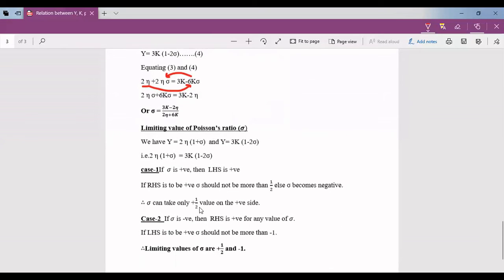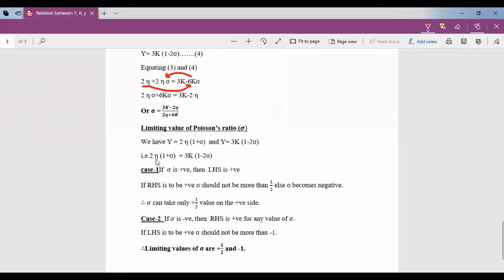Now let us find the limiting value of Poisson's ratio. We have the relation Y equal to 2 eta into 1 plus sigma and Y equal to 3K into 1 minus 2 sigma.